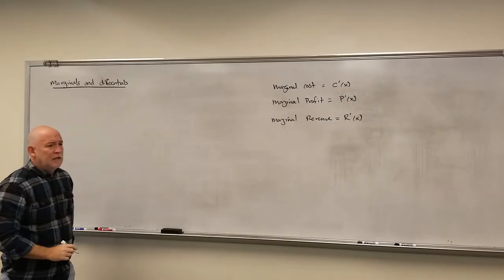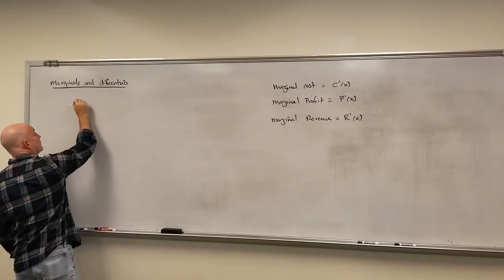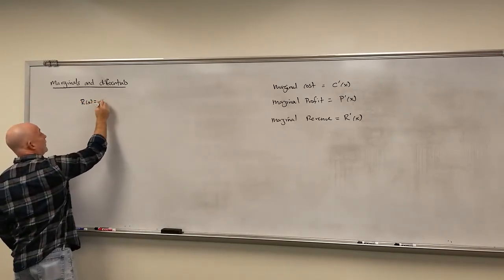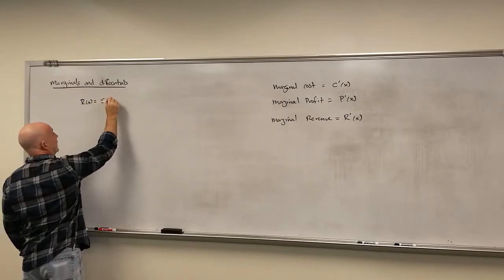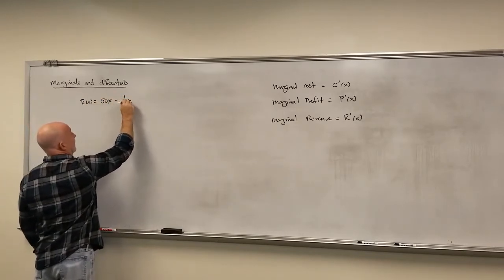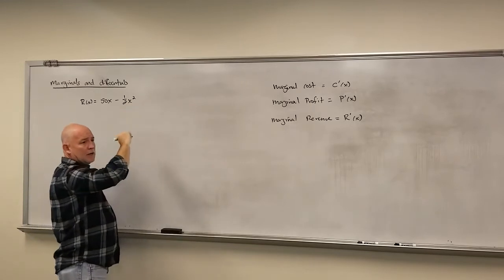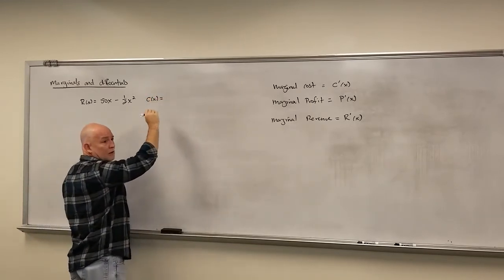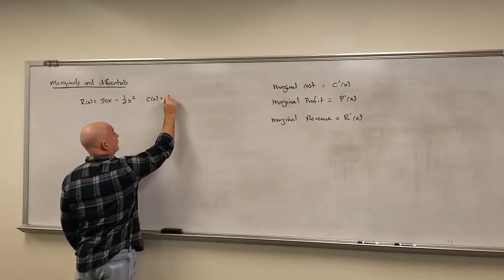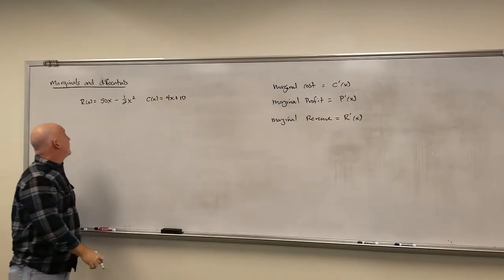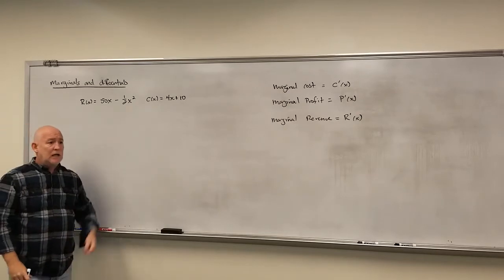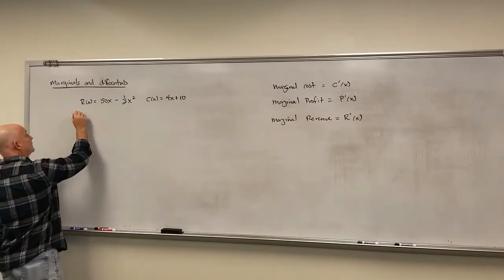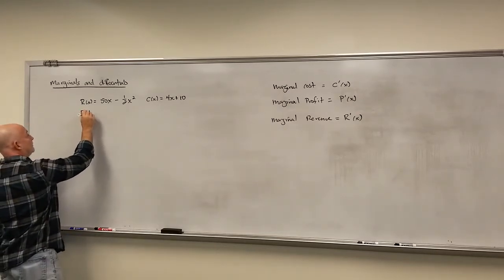So let's say I gave you two functions. Let's say I said R of X was, I don't know, 50x minus 1/2 x squared. And see, I'm cheating, I'm copying one. Let's see, we got C of X is, let's do 4x plus 10. All right, so here we have a revenue function and a cost function. Let's see if we can answer a few questions.